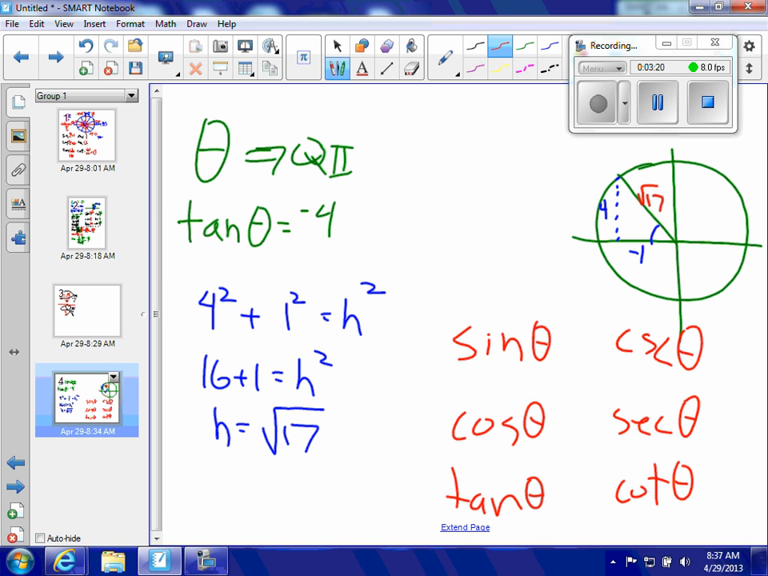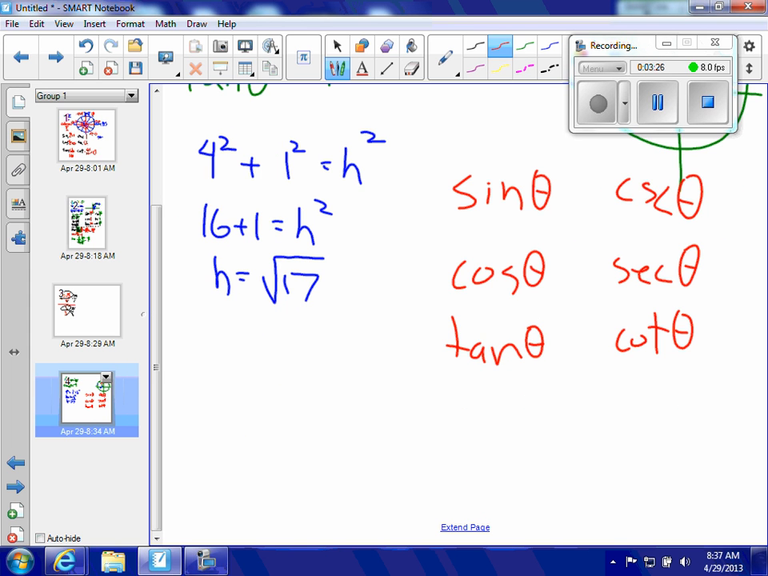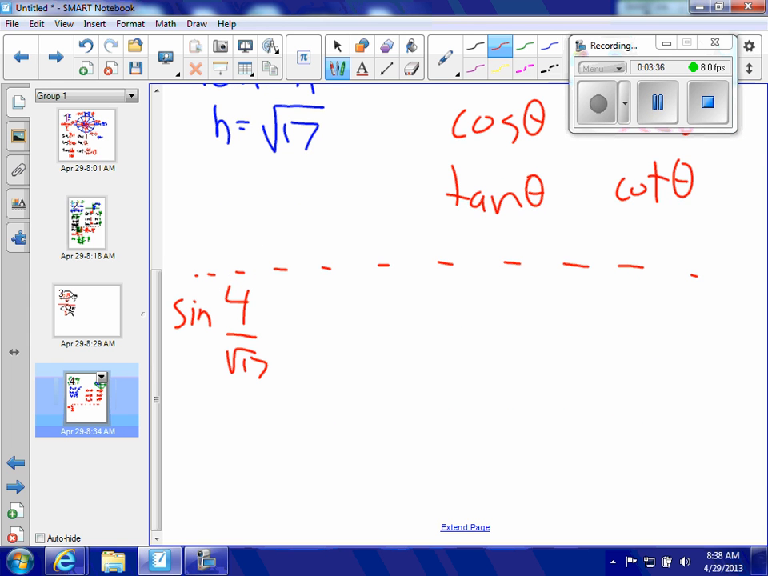So the sine is going to be my opposite over the hypotenuse. So my sine is going to be 4 over radical 17. I'll multiply to rationalize my denominator. And I get 4 radical 17 over 17. And there's nothing I can do with that.